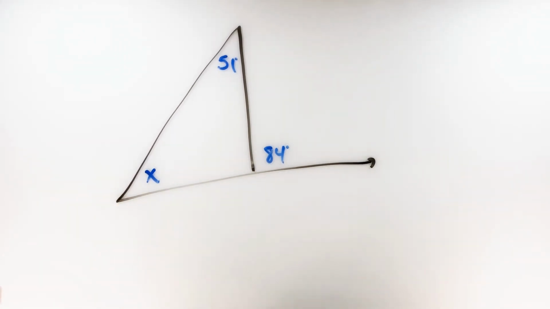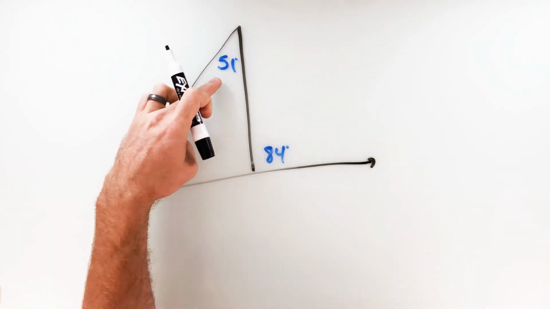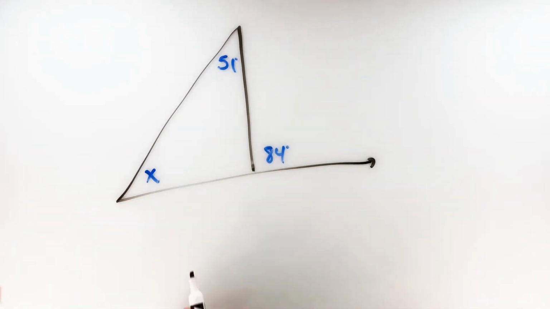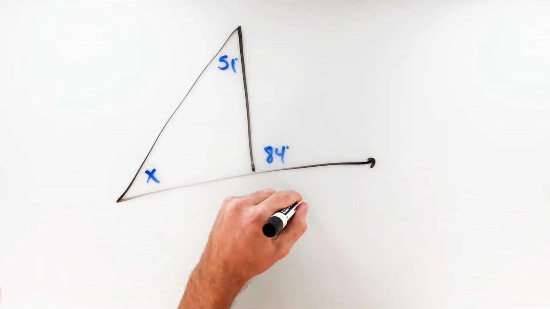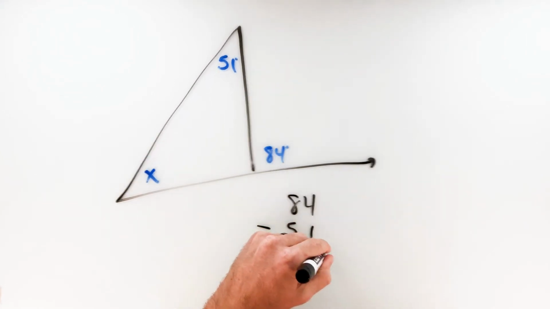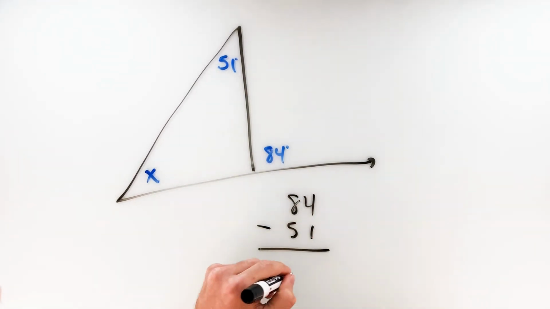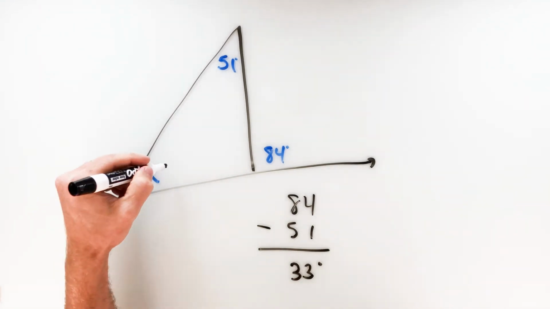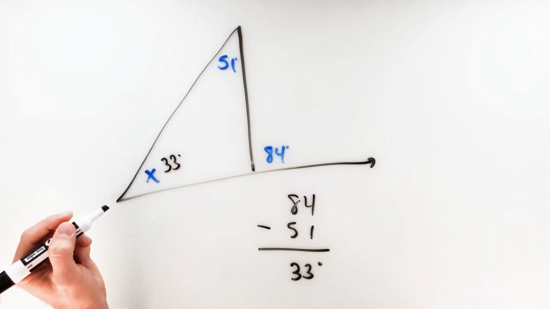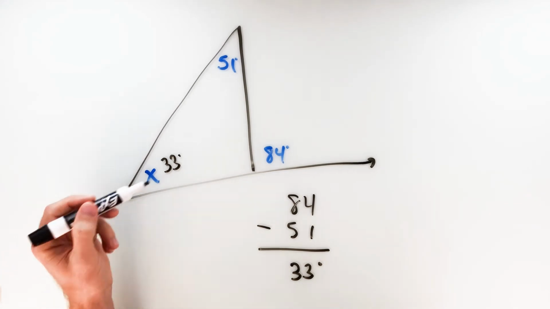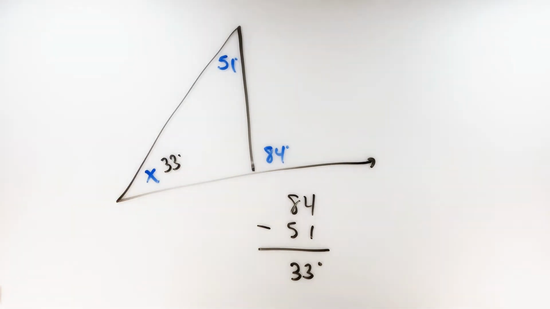How do we do that? Well, if these two added together get the exterior, I can just take the exterior and subtract the one interior that we have to get the other interior that's missing. So all I'm doing here is taking 84 minus 51, and that's it. That's going to get me my angle measure here. Okay, so this angle right here, this x would be 33 degrees. Just to go back and check, 51 plus 33 is going to get you that 84.